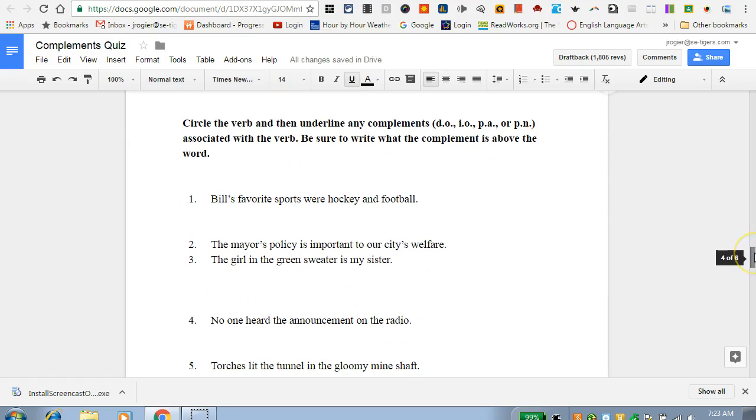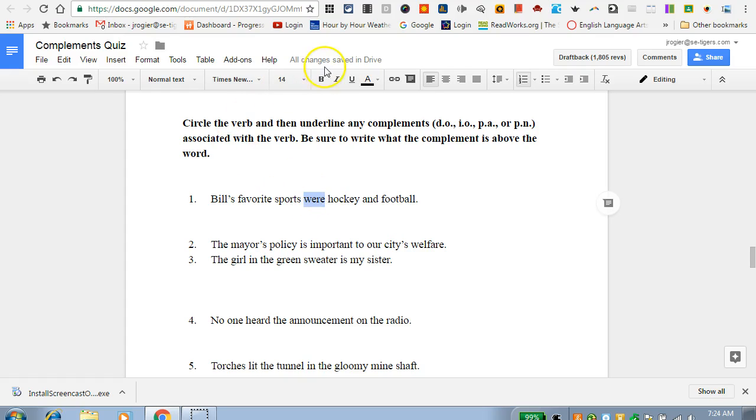Moving on, circle the verb and underline any complements associated with the verb. Be sure to write what the complement is above the word. Some people didn't write what the complement was above the word, so I didn't really know if you knew it was direct object, indirect object, predicate adjective, or predicate nominative. I had some people mark a direct object and a predicate adjective in the same sentence. You can't do that. Okay, so I'll go ahead and, like I said, boldface the verbs again.